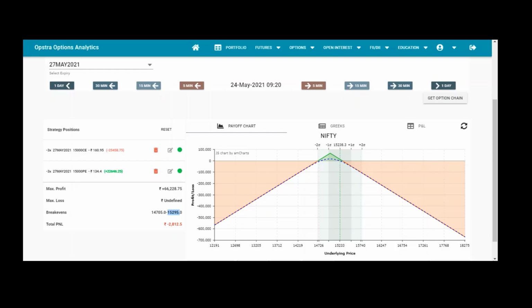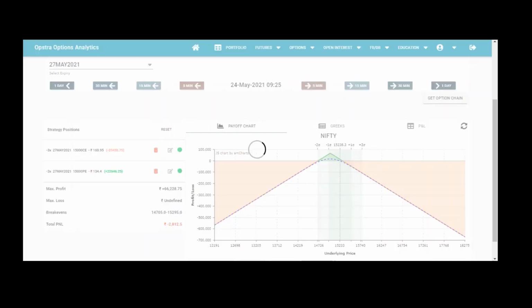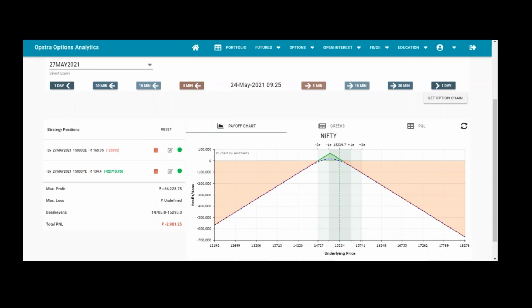Okay, if you see here, the market is near 15,238, which is near to this 15,295 break even. Okay, so let's wait what happens. Will it reverse back or will it break the 15,295? So let me go 5 minutes ahead from now and see what is the market move.